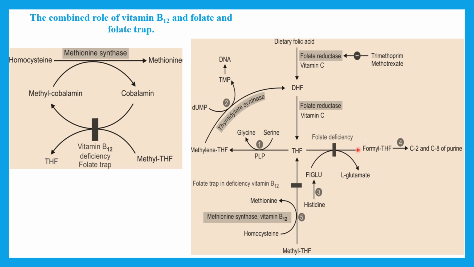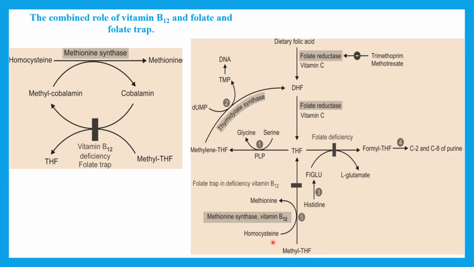Further, this formyl tetrahydrofolate can be utilized for synthesis of the C2 and C8 carbons of purine. So that's how it is very, very important for synthesis of the purine nucleus. So you can see the versatile role of tetrahydrofolate, especially in the synthesis of DNA and RNA, which are dependent on purines, plus thymidylate monophosphate, which is an important nucleotide for synthesis of DNA.